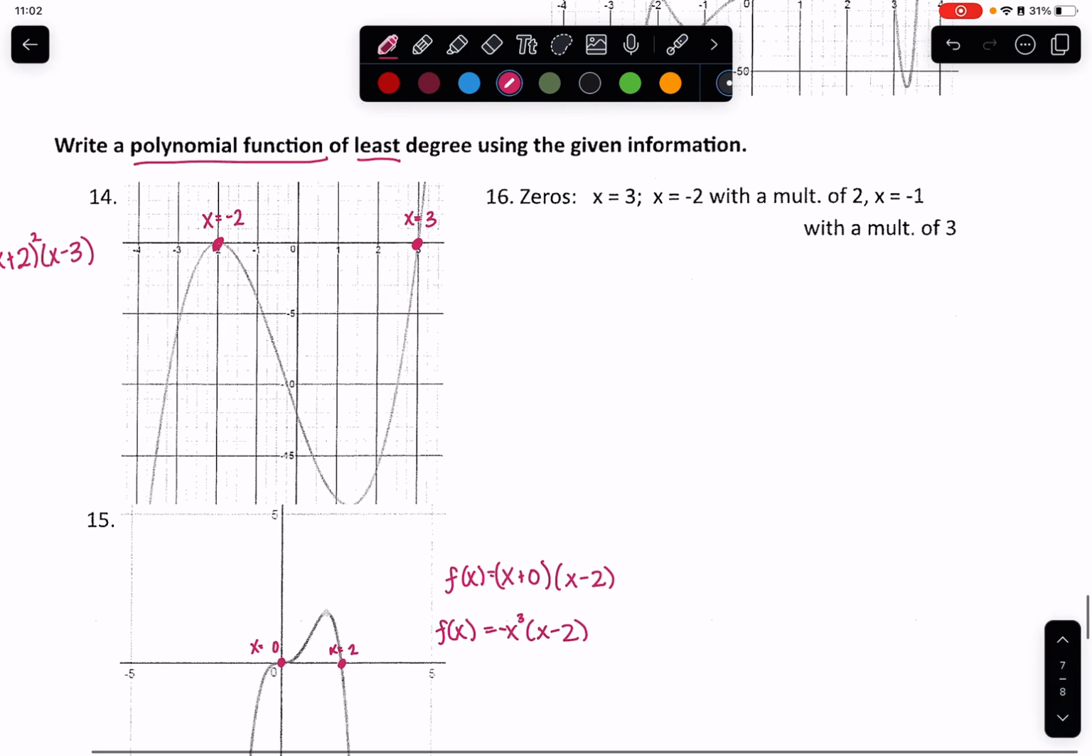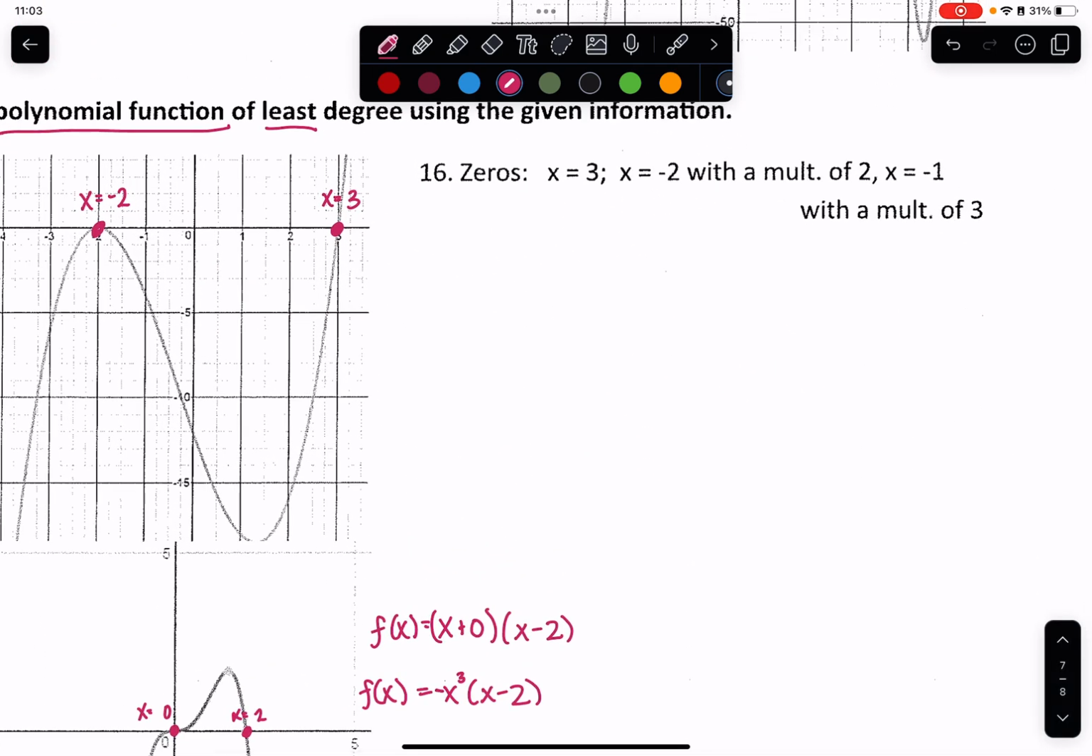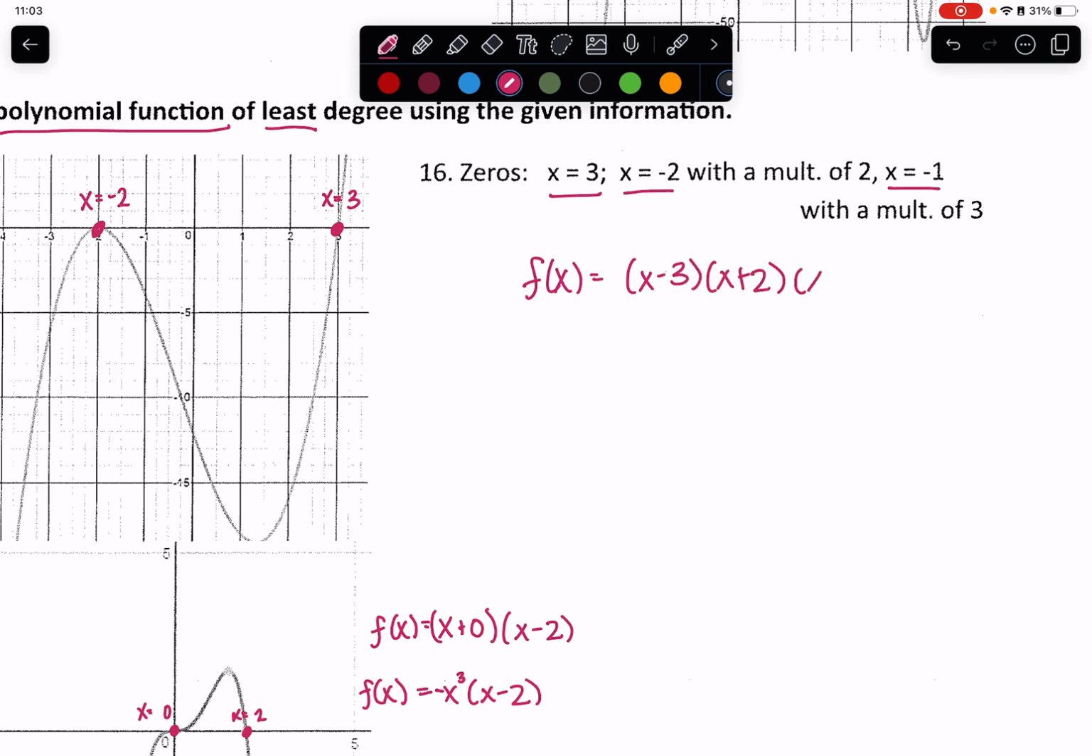And then the last one is even easier. You don't have a picture, but I write in words what's going on. I tell you that you have a 0 at 3, a 0 at -2, and a 0 at -1. And then I also tell you the multiplicity. So you don't even have to do much looking, you just put it all together. So we can say f of x equals x minus 3, x plus 2, and x plus 1, right? We're taking the opposite signs for my factors. At x plus 2, it said that was a multiplicity of 2. And at x plus 1, I had a multiplicity of 3.